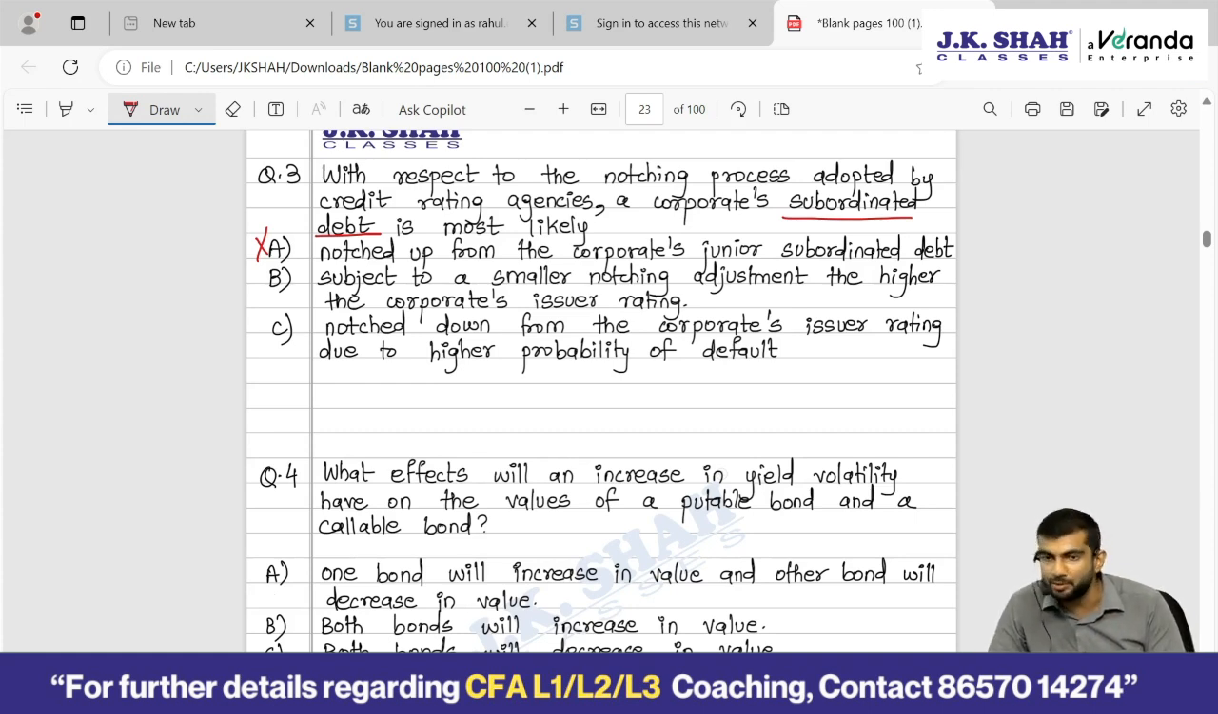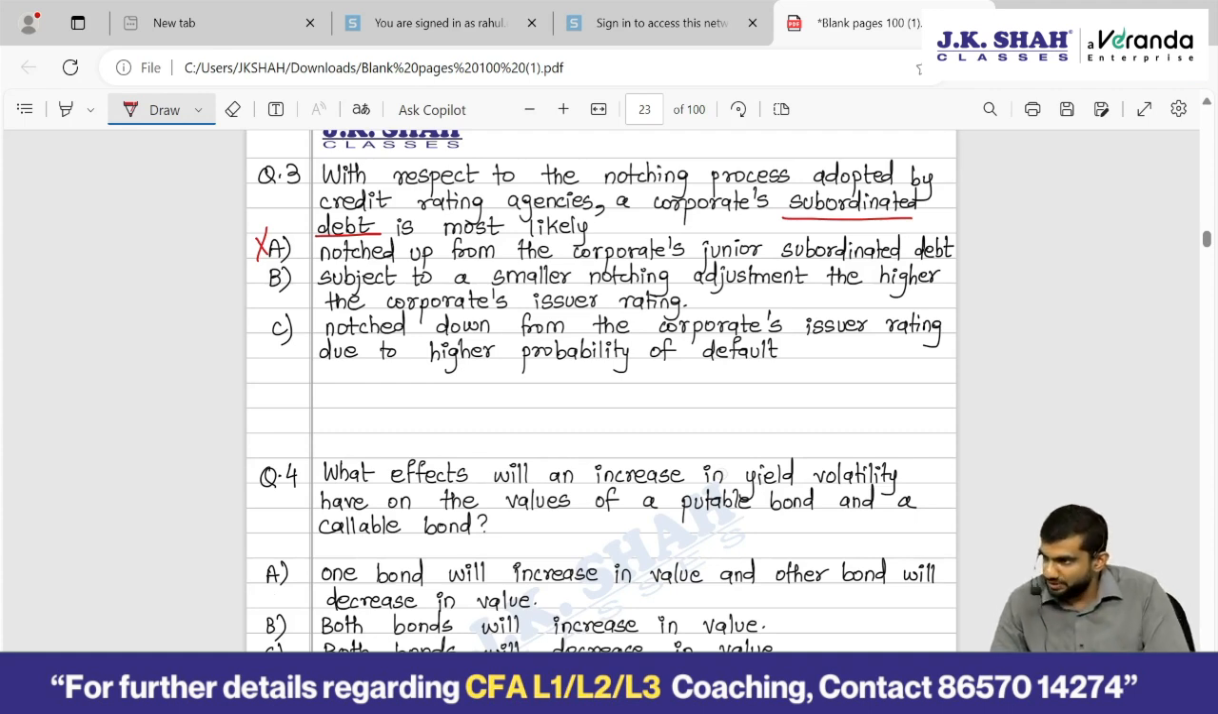Senior unsecured bond. Okay, fine. B, subject to a smaller notching adjustment the higher the corporate's issuer rating. Yes, if the corporate's family rating, which we call corporate family rating, the issuer rating, is high enough, the notching adjustment will be very low because the issuer is already creditworthy.